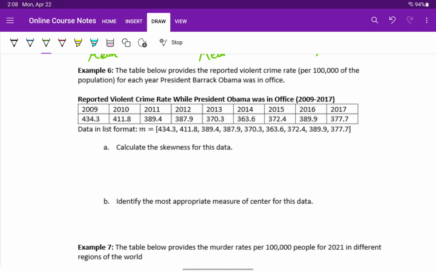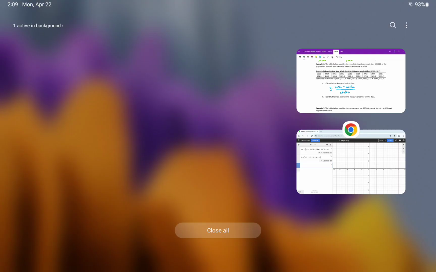In example 6, we have this table on the violent crime rate under President Obama that we'll take a look at. What we want to do is calculate the skewness for this data and use that to identify the appropriate measure of center. To calculate skewness, we use the formula 3 times the mean of our data set minus the median, over the standard deviation. And then we'll compare that result to the guidelines we established above to see what kind of skewness or symmetry our data has.